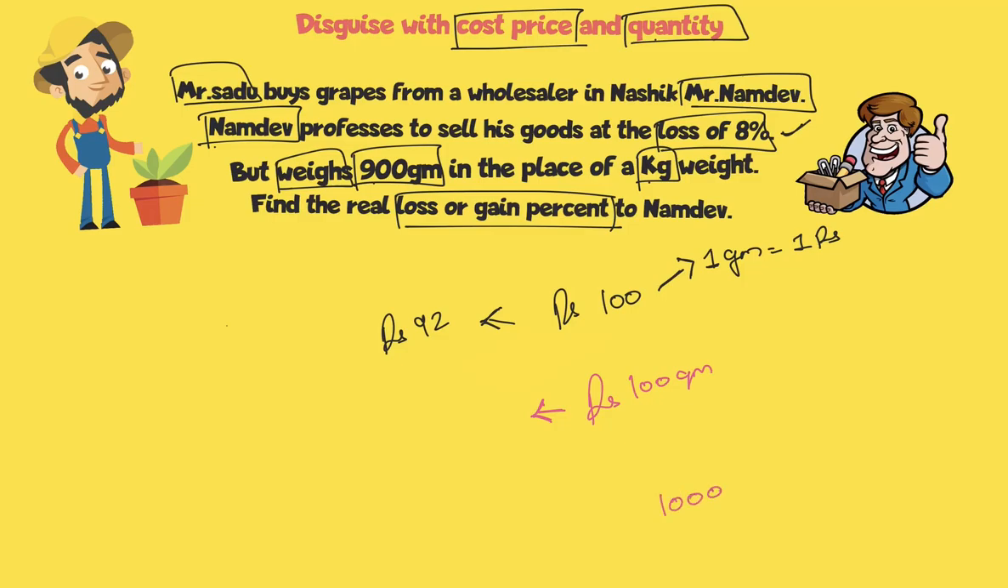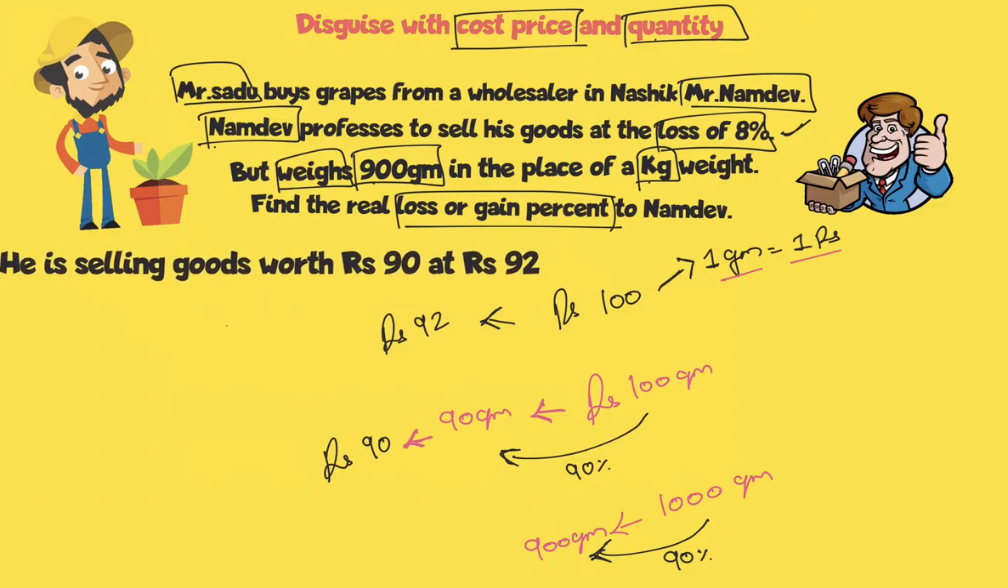No, right? Because for every 1000 grams, he gives only 900 grams, which means what? He's selling only 90% of the quantity. So while he's telling you that he is giving you 100 gram worth of goods, he is giving only 90% of that. He is giving you only 90 gram. And as we know, 1 gram is equal to 1 rupee. So he is giving you goods worth rupees only 90. He's giving you goods worth rupees 90 at rupees 92. So he's selling goods worth rupees 90, correct? Because he gave you 90 gram at rupees 92. Okay, so you think he's making a loss? No, he's a disguised dealer.